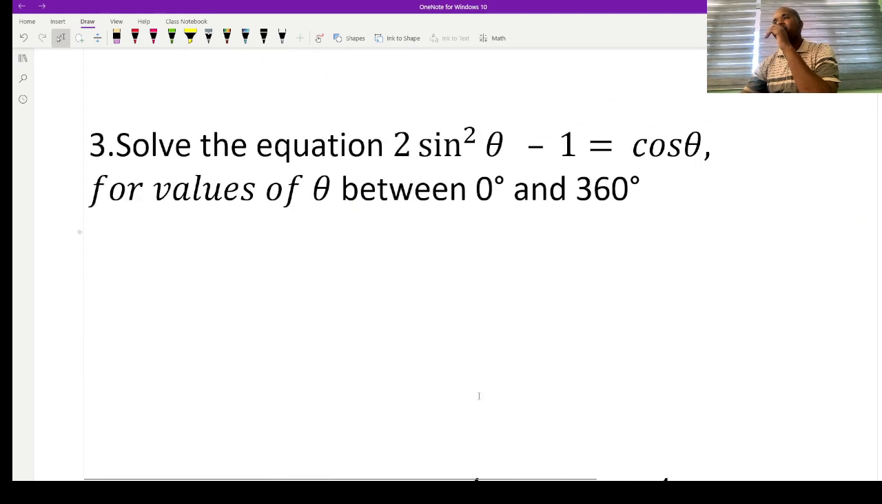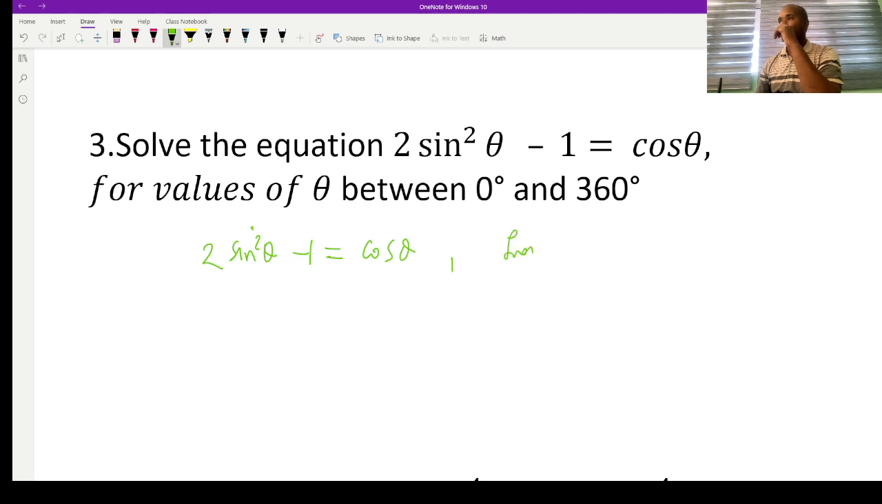Jumping to question number 3. Solve the equation 2 sine square theta minus 1 equals cosine theta for values of theta between 0 and 360. So we take in this question 2 sine square theta minus 1 equals cosine theta. But from sine square theta plus cos square theta equals 1, we can make sine square theta the subject.